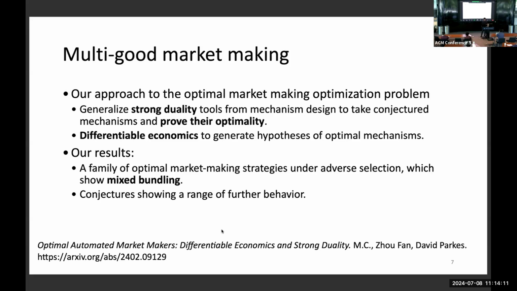And on the other hand, how do we come up with those conjectures that we think are likely optimal? We use differentiable economics approaches or machine learning methods to generate those hypotheses of optimal mechanisms. And our main result is that we were able to prove the optimality of a family of market-making strategies under adverse selection, which shows the behavior of offering mixed bundles. And in addition, we also show conjectures for different settings that have different interesting behaviors.